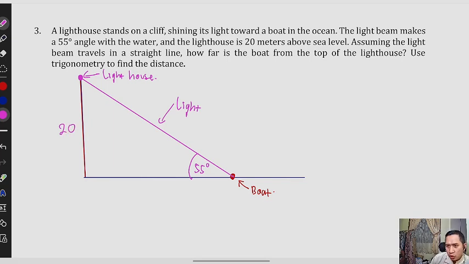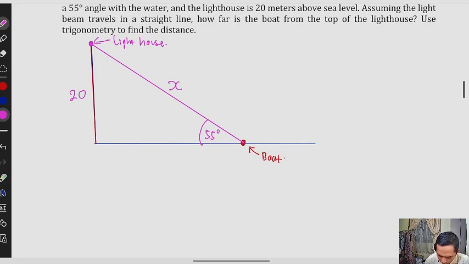Okay, assuming the light beam travels in a straight line, of course, light travels in a straight line. How far is the boat from the top of the lighthouse? How far? So the boat from the top of the lighthouse. So we try to find the distance between the boat and the top of the lighthouse. So we try to find this x there, the distance of the light.